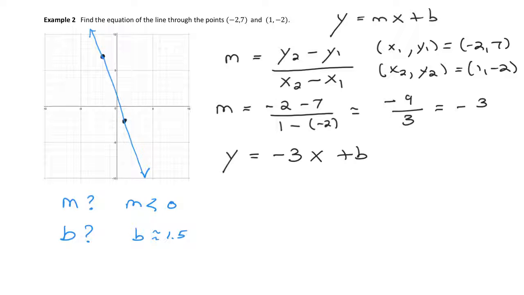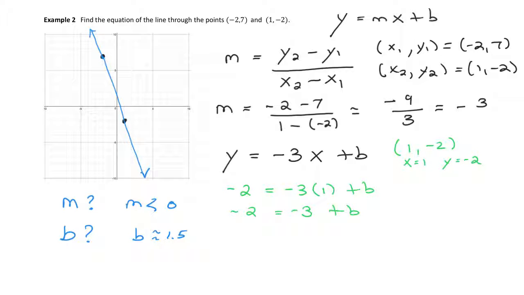I'm going to plug this information into this equation. Here's what that means. The point 1, negative 2 means x is equal to 1 and y is equal to negative 2. If I substitute that in, I get negative 2 for y, and then for x, I get 1. And that leaves me with b, the only thing that's not solved for yet in this expression. So if I simplify this, I get negative 2 is equal to negative 3 plus b. Adding 3 to both sides gives me 1 is b. So b is actually the value 1.